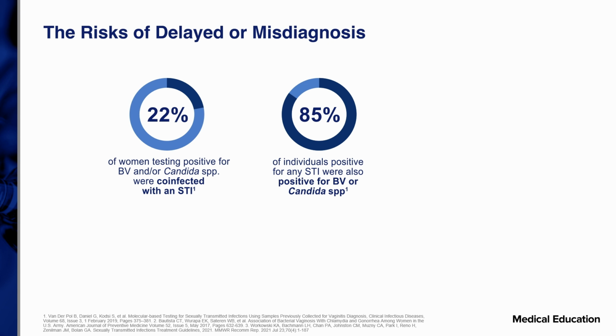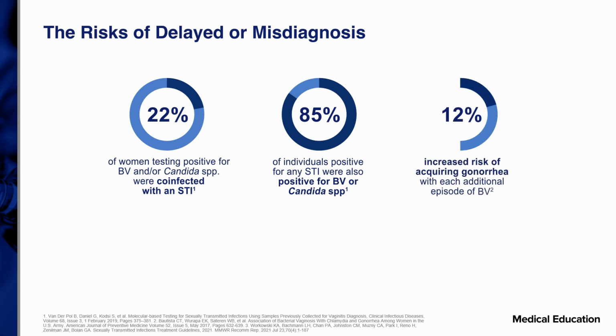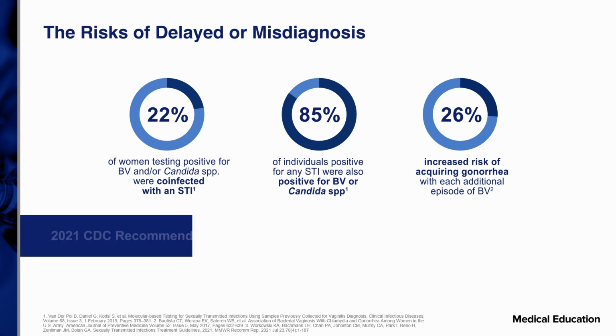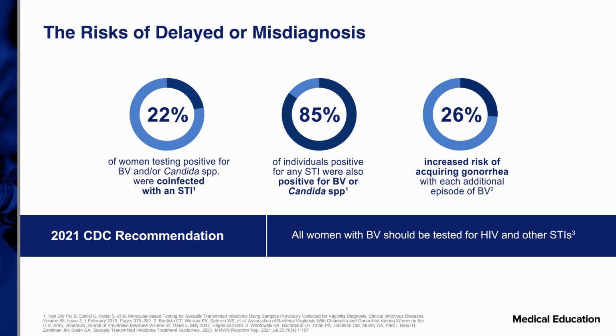Another study showed that there is at least a 26% increased risk of acquiring gonorrhea with additional episodes of bacterial vaginosis. With these data in consideration, the 2021 CDC STI treatment guidelines recommend that all women with bacterial vaginosis should be tested for HIV and other STI diseases.